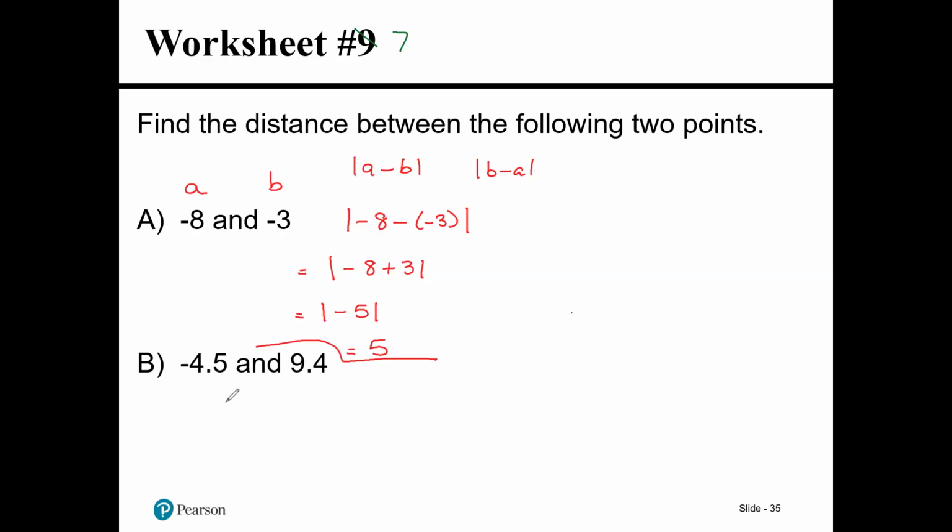So you might need a calculator for this one. Once again, A and B. So you may want to do B minus A this time. So we would just do 9.4 minus negative 4.5, absolute value. So this is 9.4, really it's just plus 4.5. So you're going to get 13.9, absolute value. So the distance here is just 13.9.